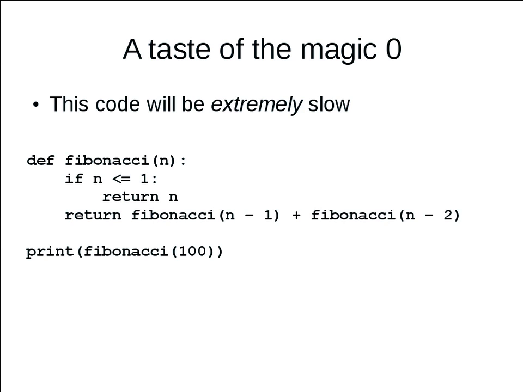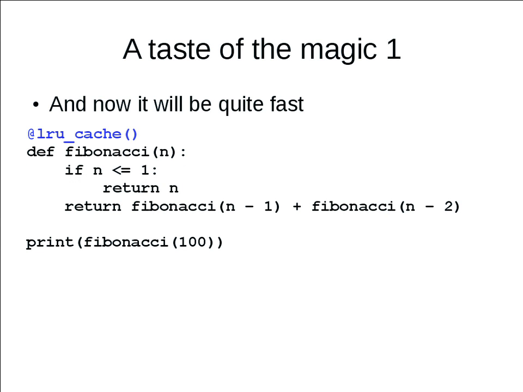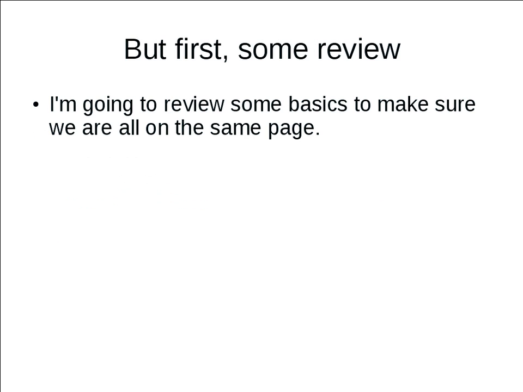But we can make one change. We can add one line that I put in blue, and I timed this as 25 milliseconds, getting to the answer. What is this dark sorcery? How does this work? I'm not going to tell you yet, but I want you to pay attention while I do some review. After the review, I will cover this. I'll come back to this example.